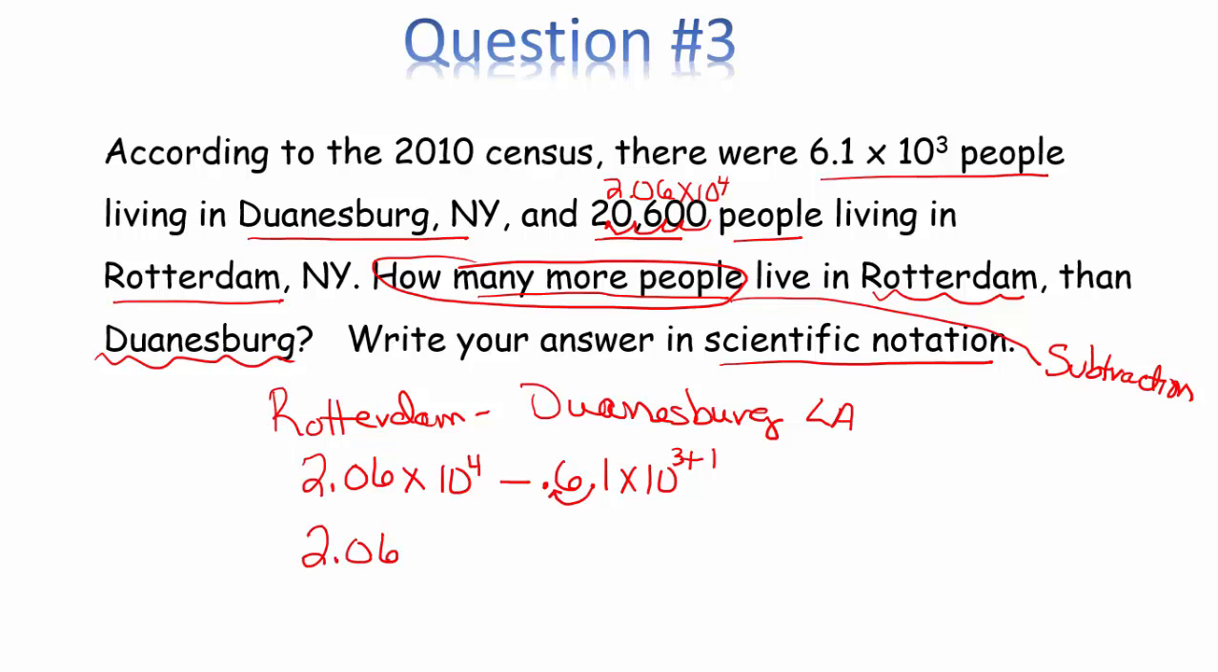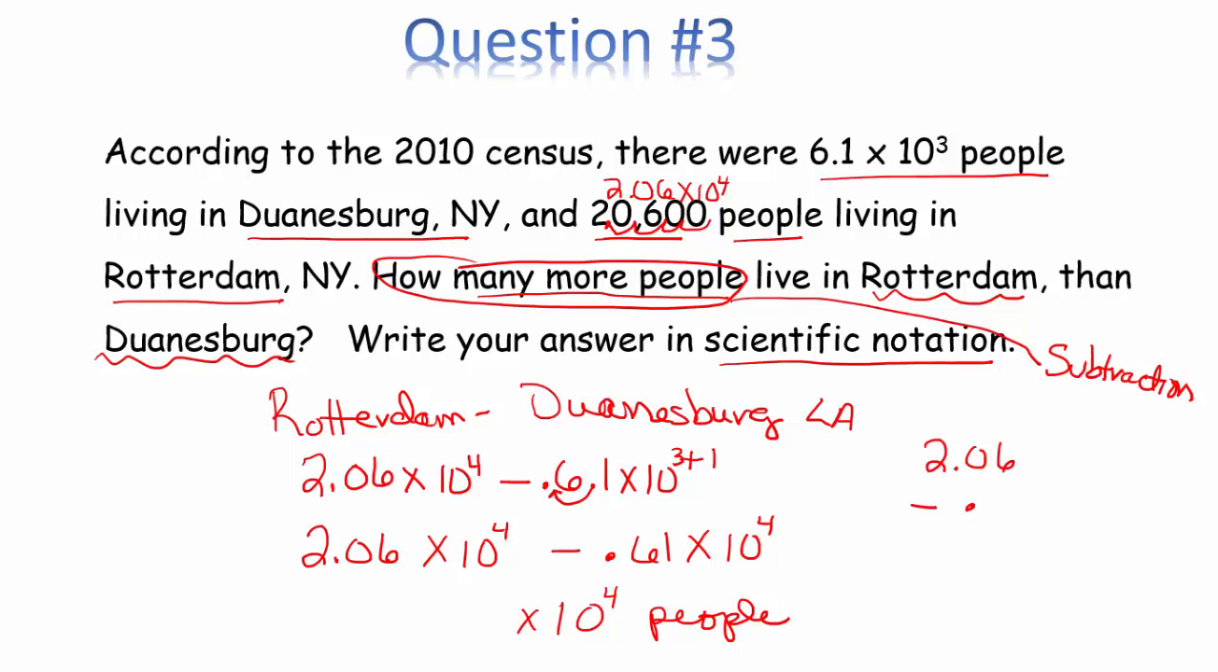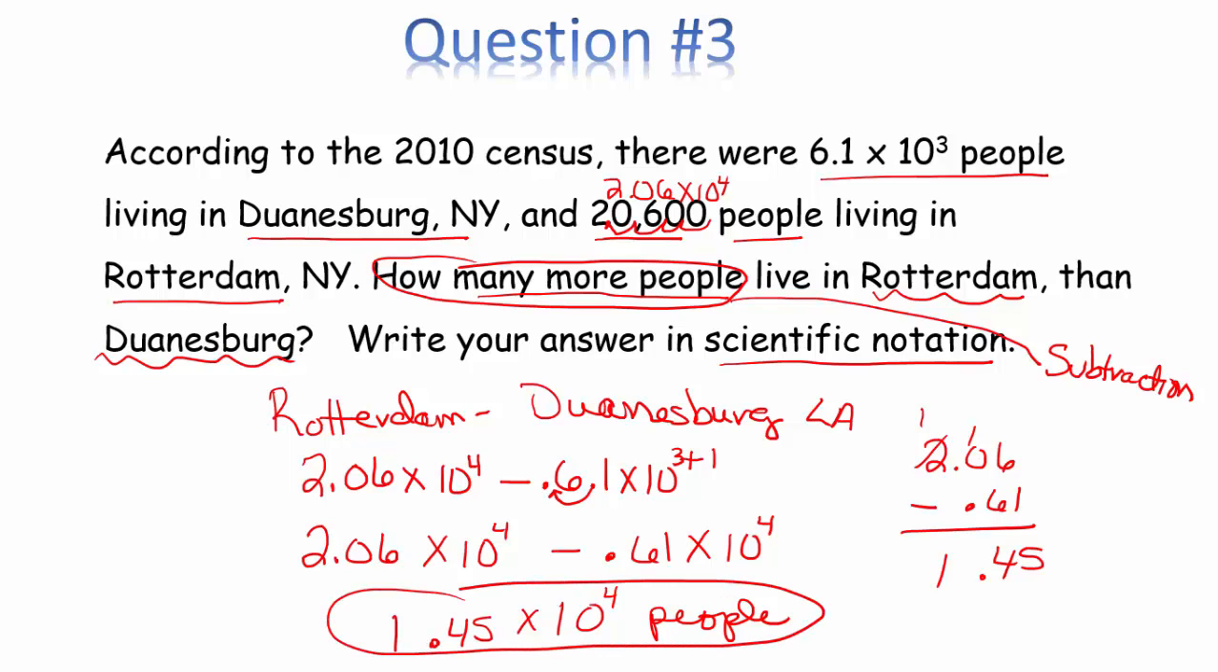So we have 2.06 times 10 to the fourth minus 0.61 times 10 to the fourth. Talking about people. 10 to the fourth, 10 to the fourth, so I know my final answer will involve a 10 to the fourth. And I know my final unit will be people. Now I have to take 2.06 minus 0.61. 6 minus 1 is 5. 10 minus 6 is 4. 1.45. So there's 1.45 times 10 to the fourth more people living in Rotterdam than Duanesburg.